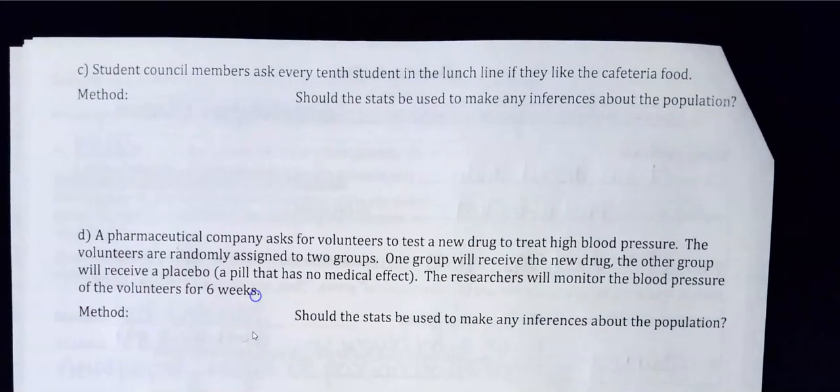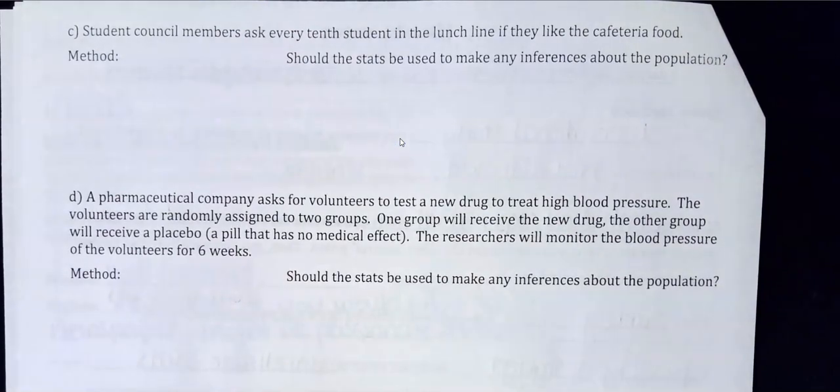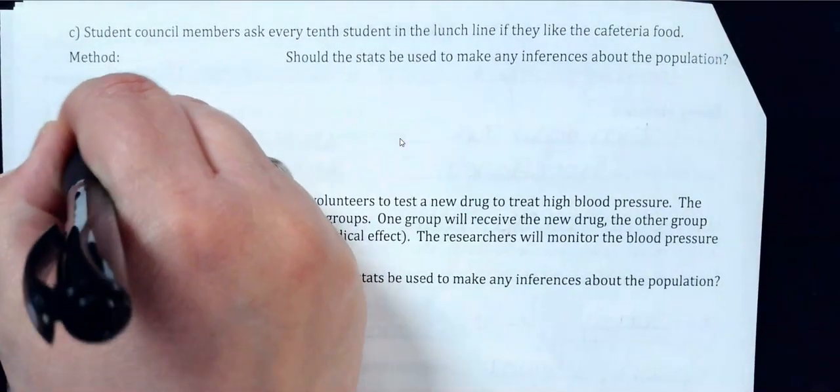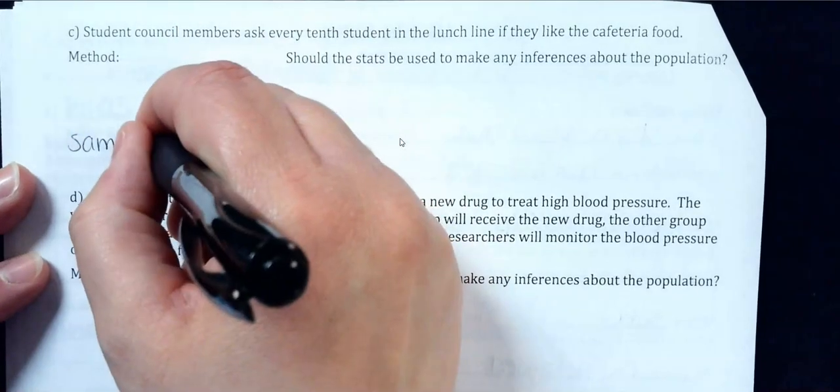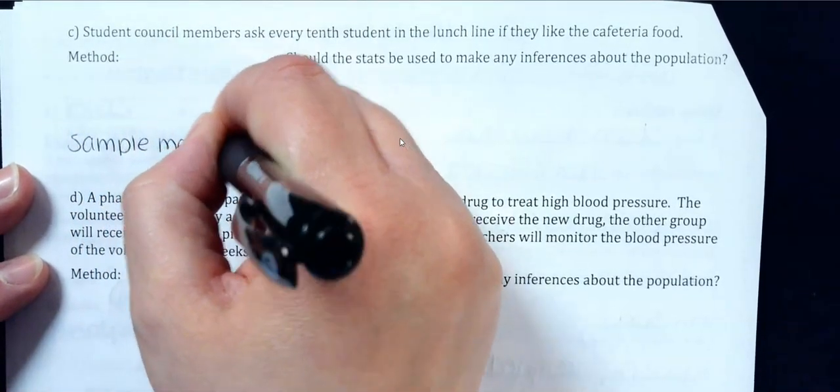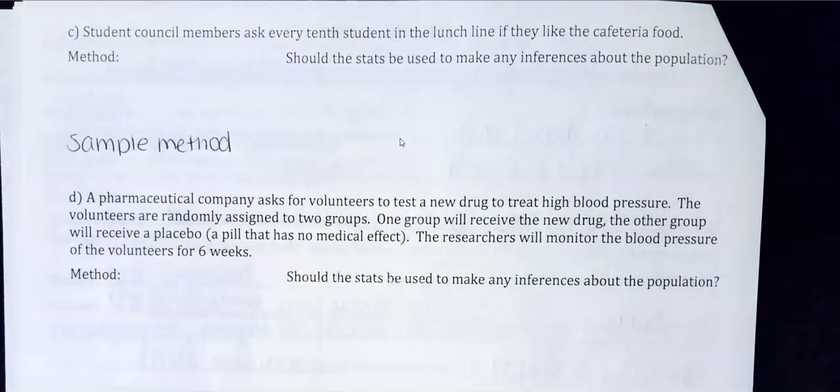Okay. Here is my next one. All right, this one says, and I'm going to ask you if you can remember, how are we getting our sample here? What is our sample method for this one, too? This is a review from yesterday. It says student council members ask every 10th student in the lunch line if they like the cafeteria food. Do you guys remember from yesterday? If I ask every 10th person, well, you could argue that, but it's a little bit more specific since it says every 10th person. Do you guys remember which one that was?